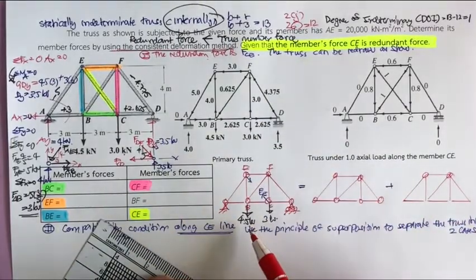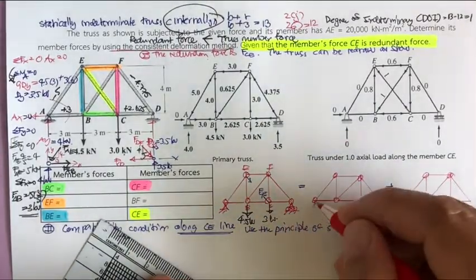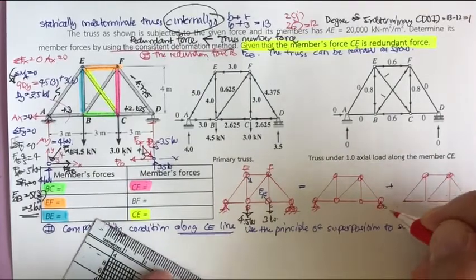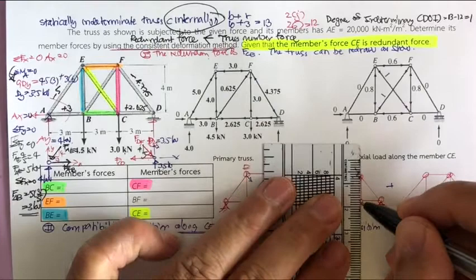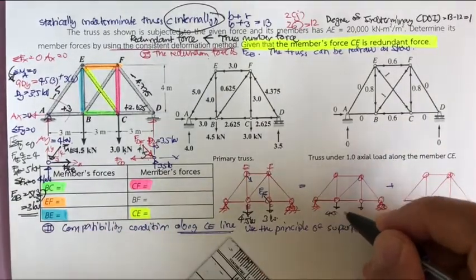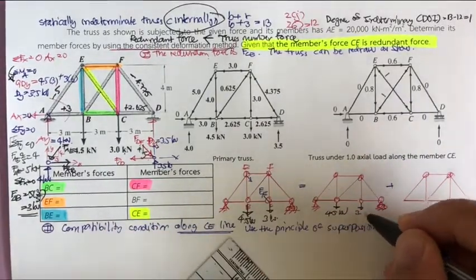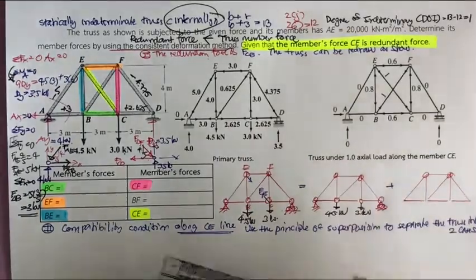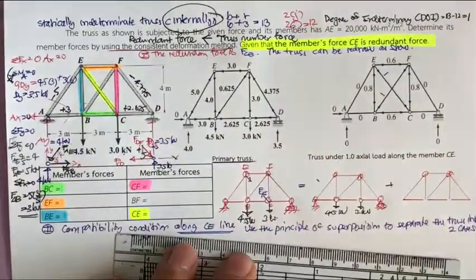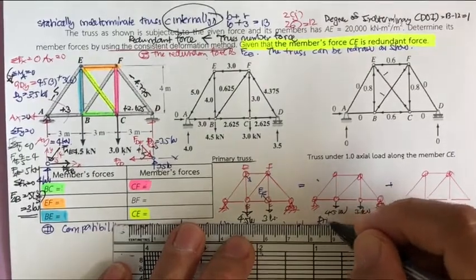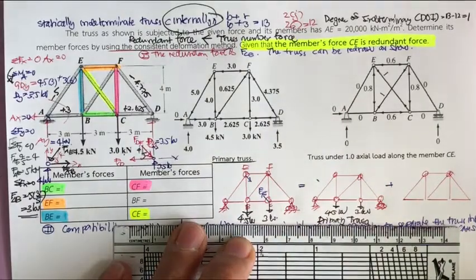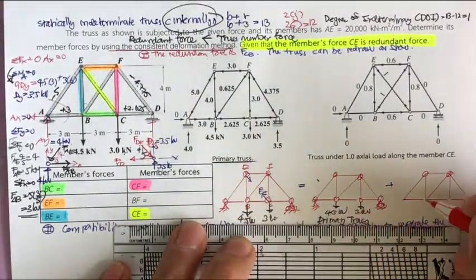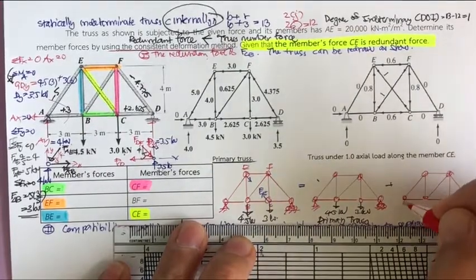Okay, the first one will be subjected to the applied force, and we call this the primary truss. This is 4.5 kilonewton, and this is 3 kilonewton. And again, this we call the primary truss, which is the same as here. This is the primary truss. Okay, that is going to be subject to the given load, and we have another truss here.